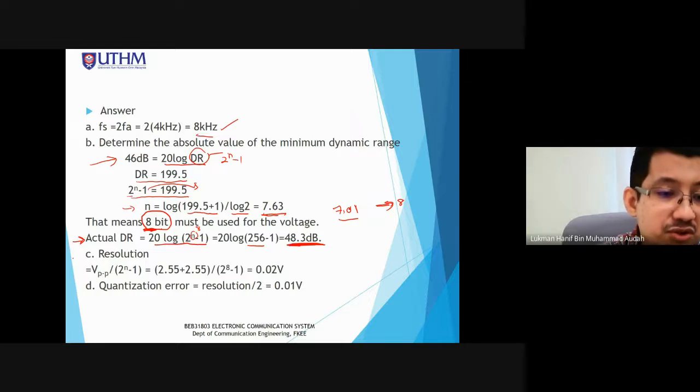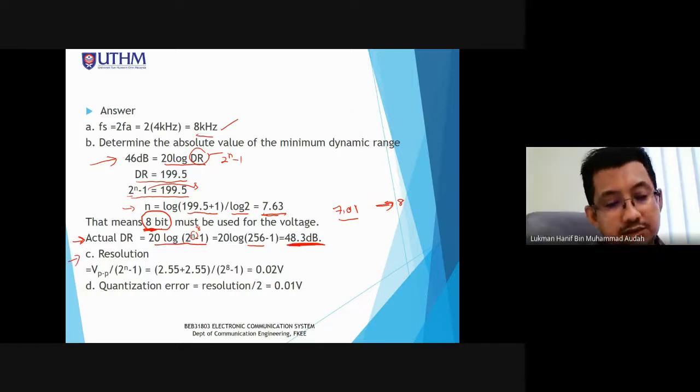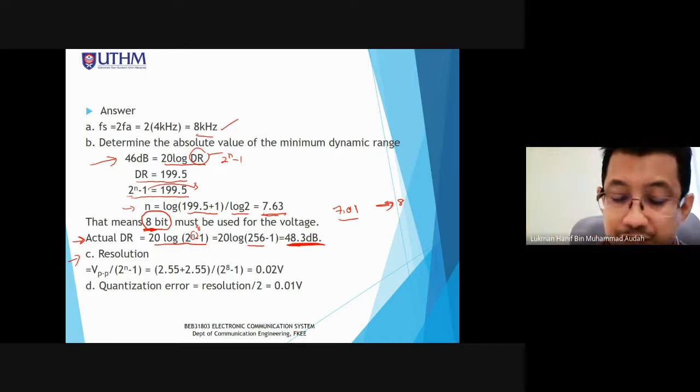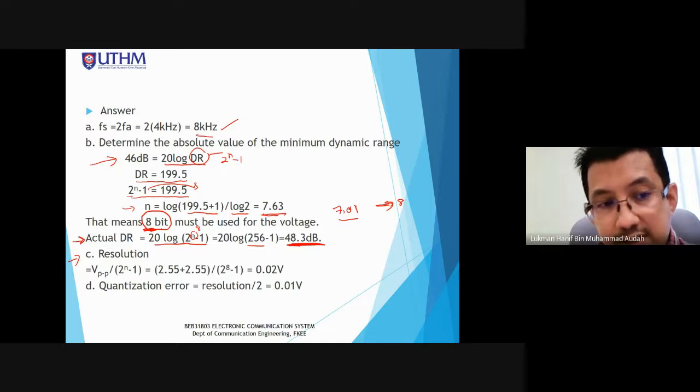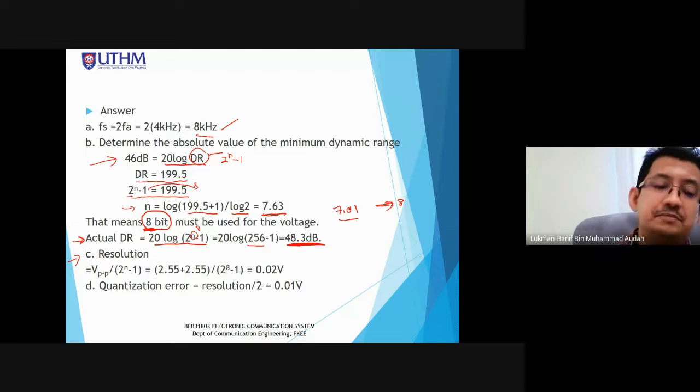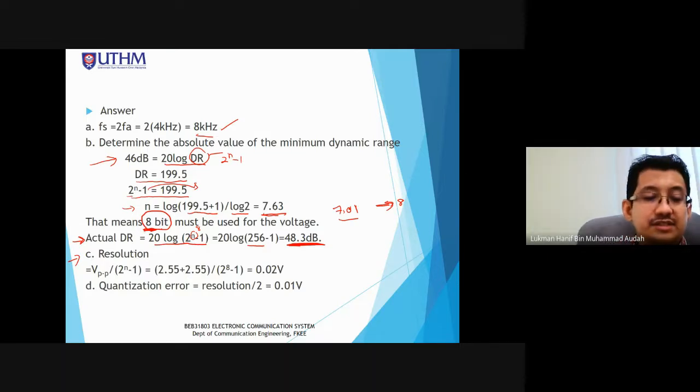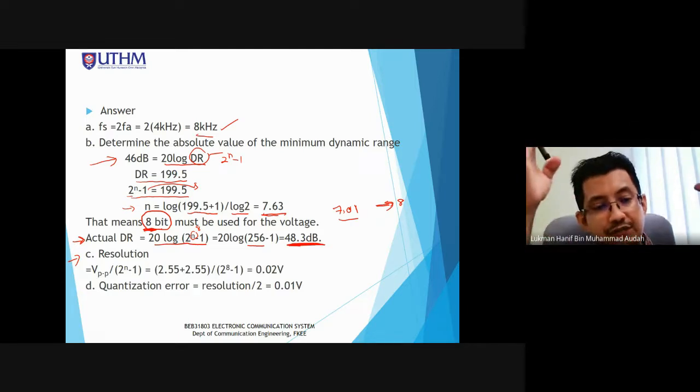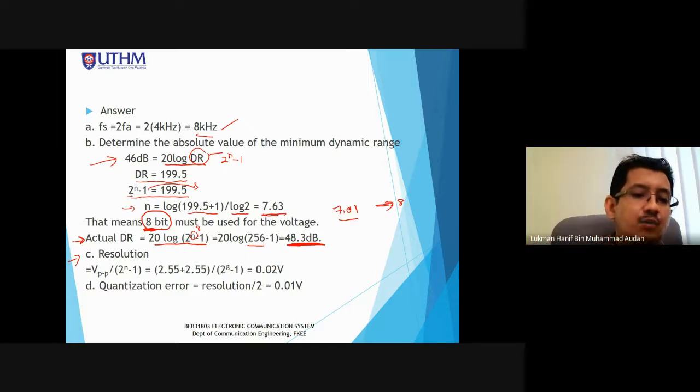Okay. So resolution. Soalan ni boleh faham, kalau tak faham, if you don't understand, please ask me question. So the next question asks to find how much is the resolution. How much is the step size? So resolution is equal to the range of voltage peak to peak divide with the dynamic range. Dynamic range yang kita gunakan di sini mestilah 8 bit. Okay. So peak to peak is 2.55 minus negative 2.55, so plus lah.